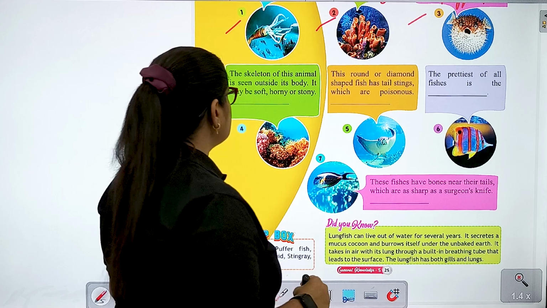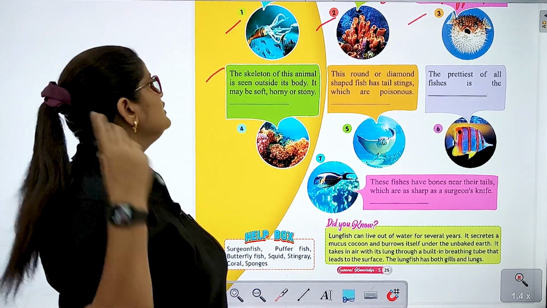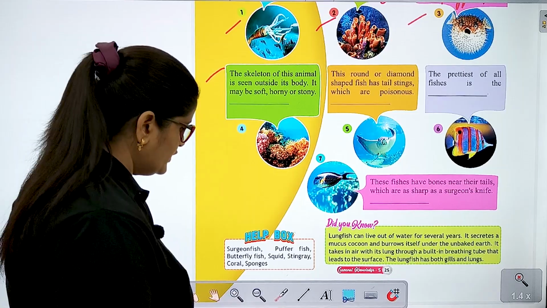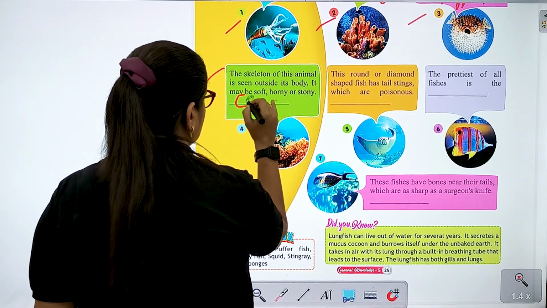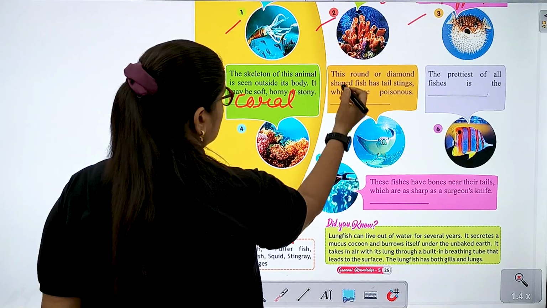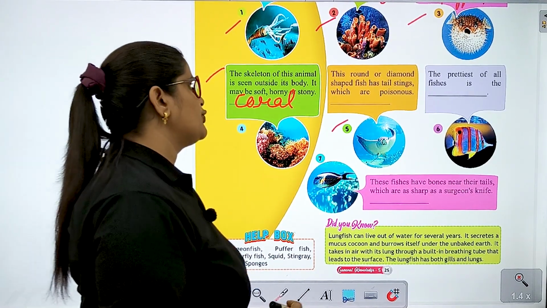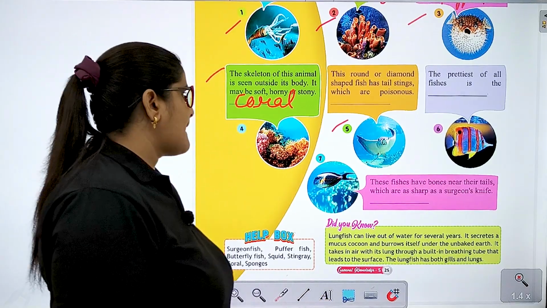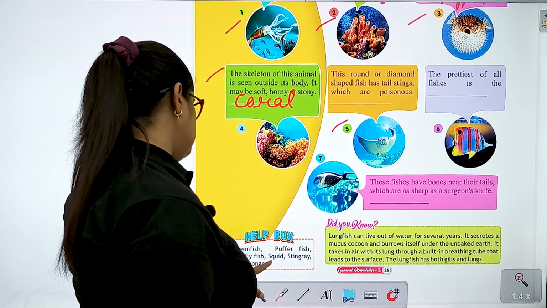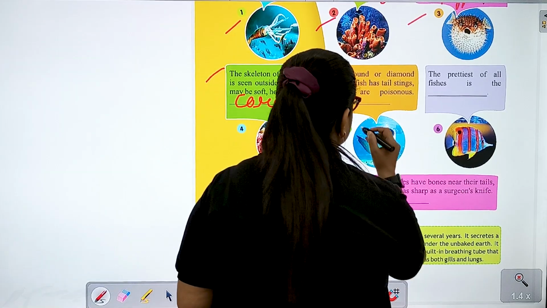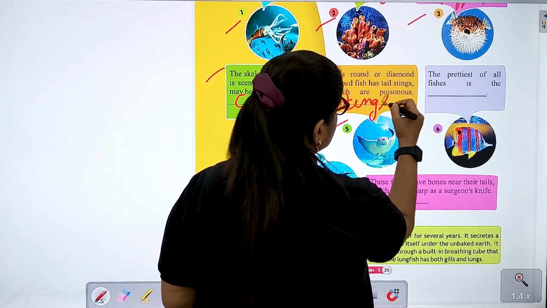The skeleton of this animal is seen outside its body. It may be soft, horny or stony. Number 4, this is coral. This round or diamond-shaped fish has tail stings which are poisonous. Number 5, this is stingray.